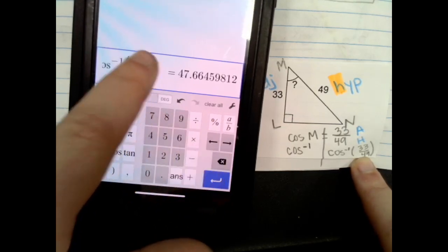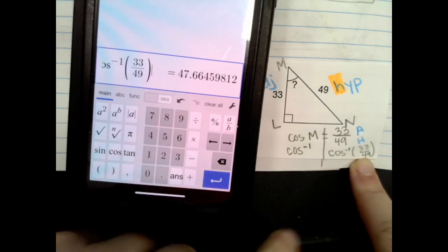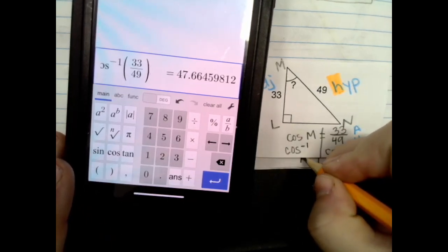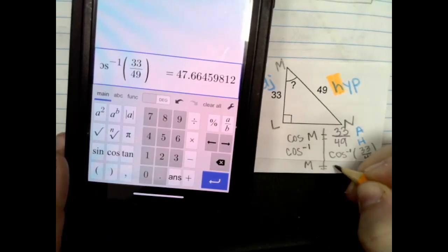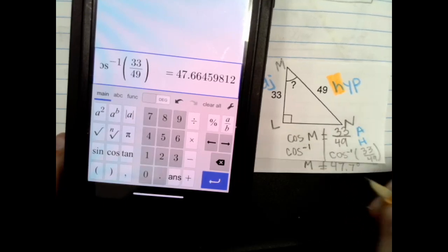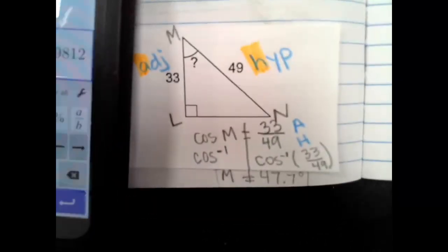Oops. And we get 47.6 or 47.7. Good, 47.7. And it's an angle, so we'll label it degrees. All right, and I really almost ran out of space there. That's insane.